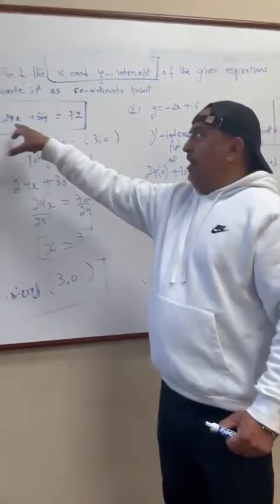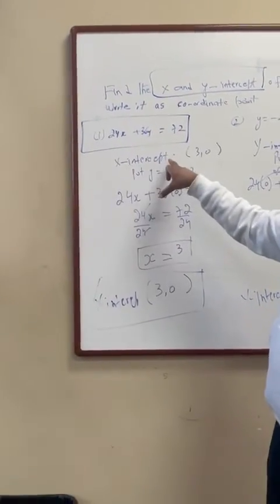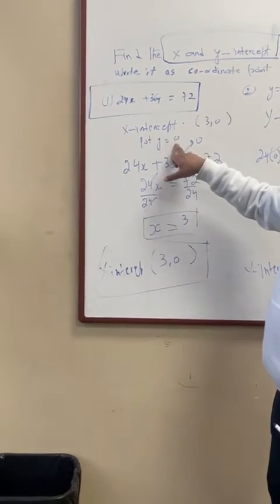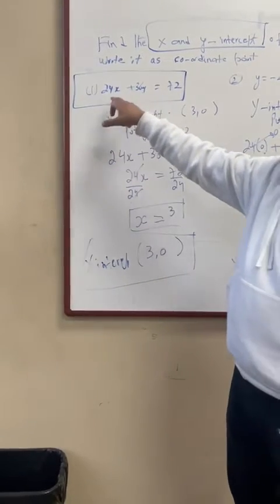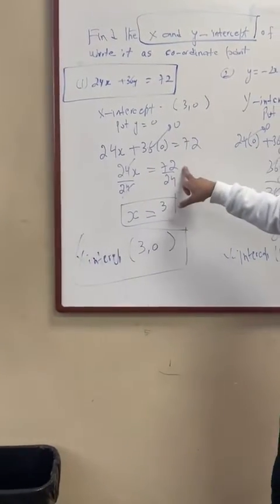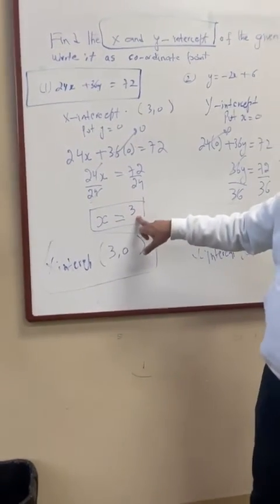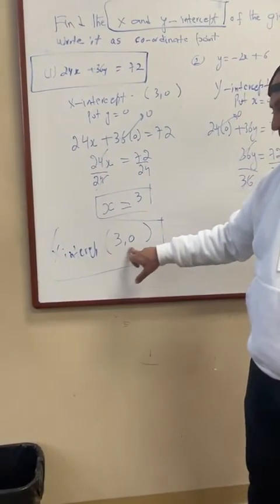Again, we have the question 24x plus 36y is equal to 72. In order to find the x-intercept, we put y is equal to 0. When we put y is equal to 0, this term vanishes. So 24x is 72 left. Dividing both sides by 24 gives the value of x as 3, and the x-intercept is 3 and 0.